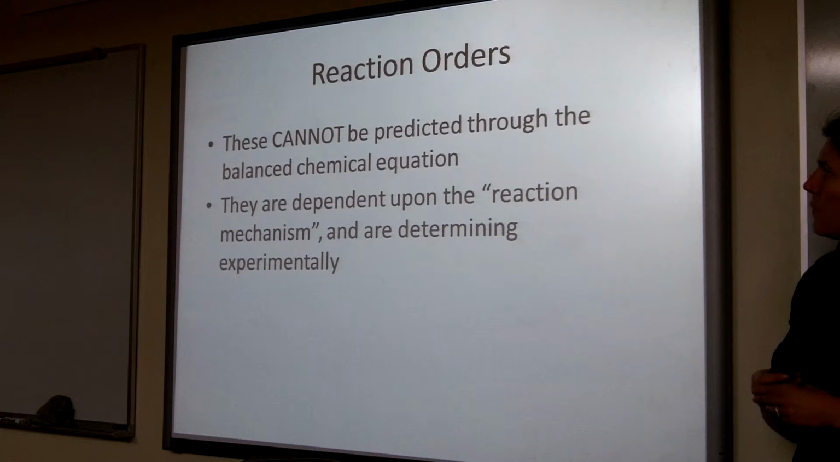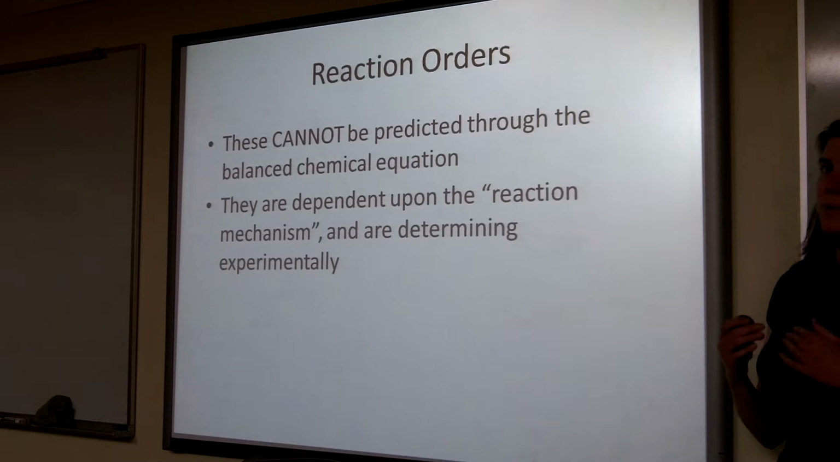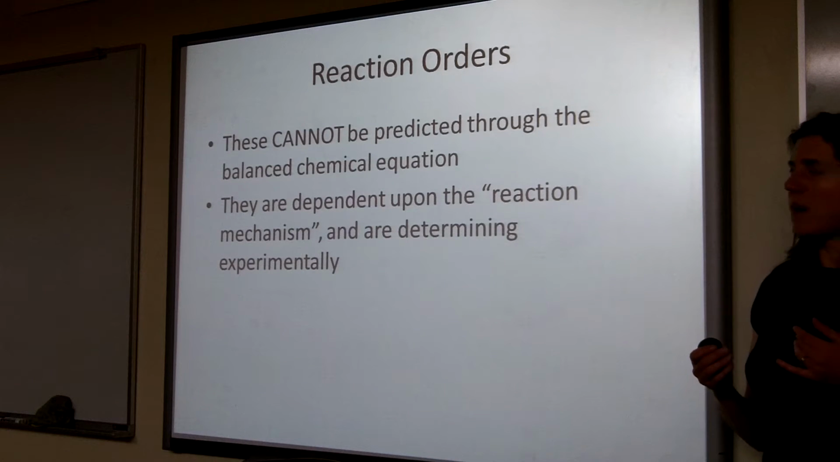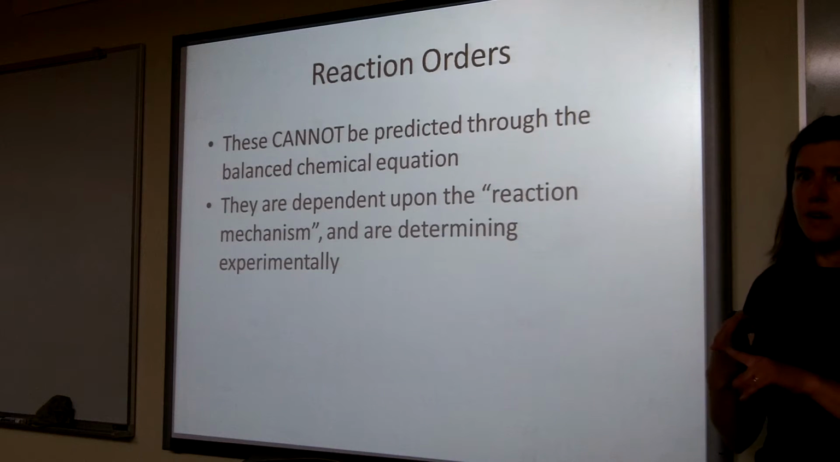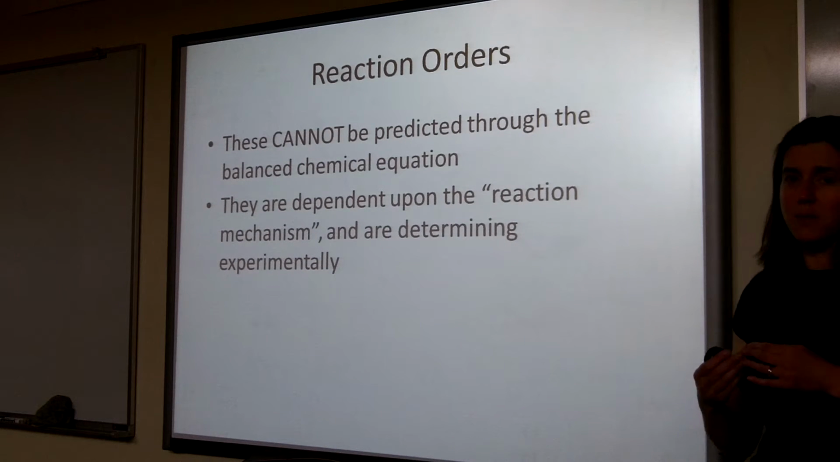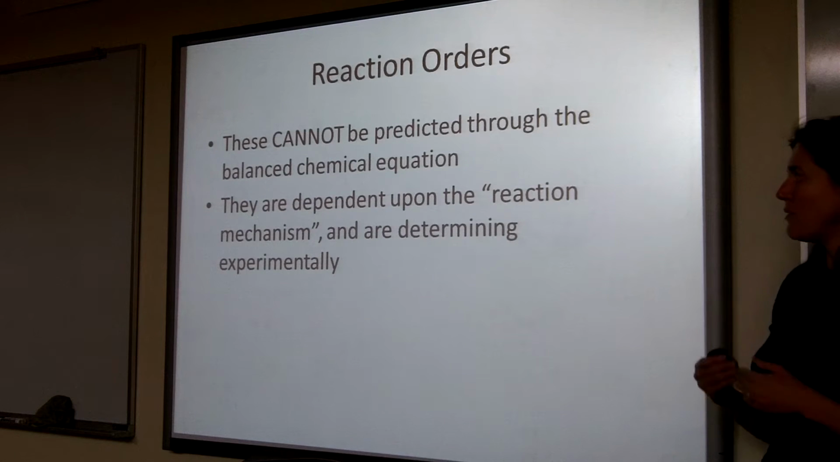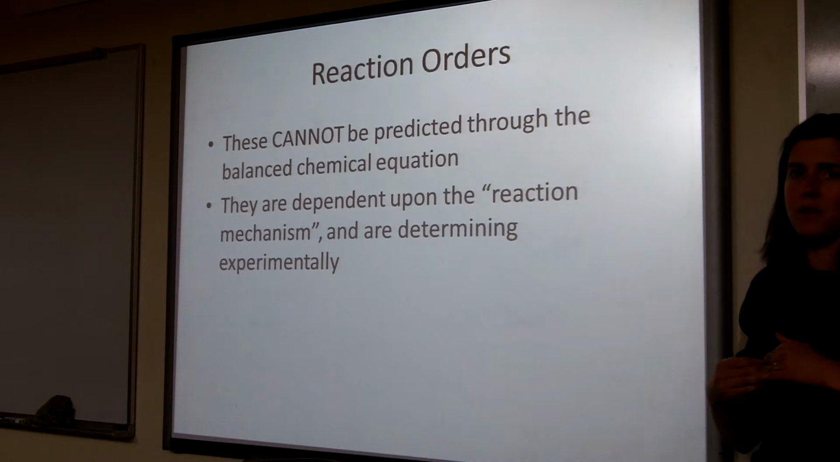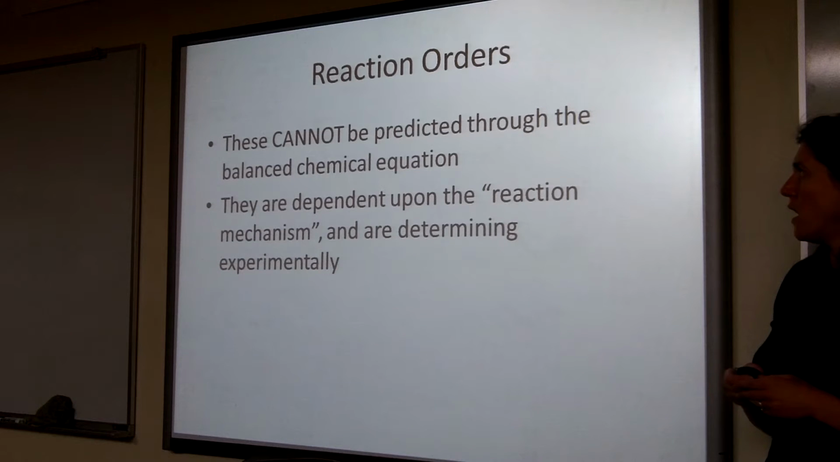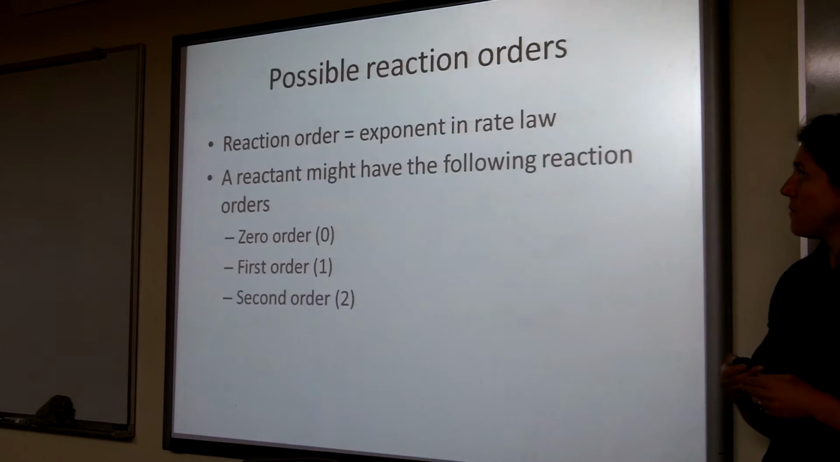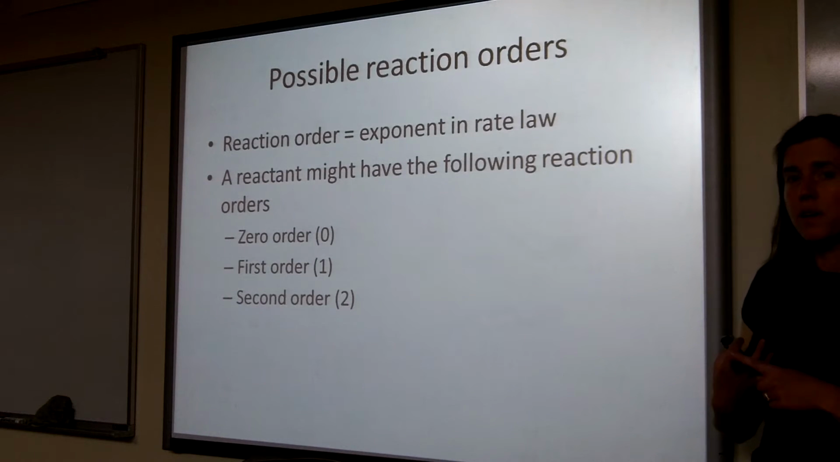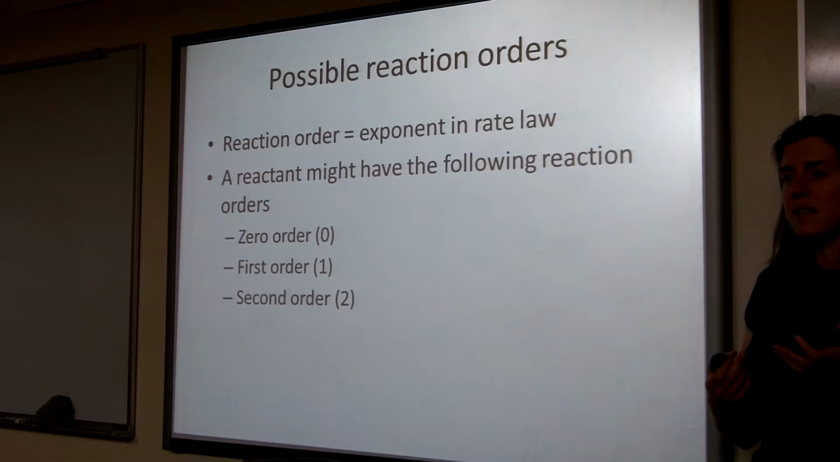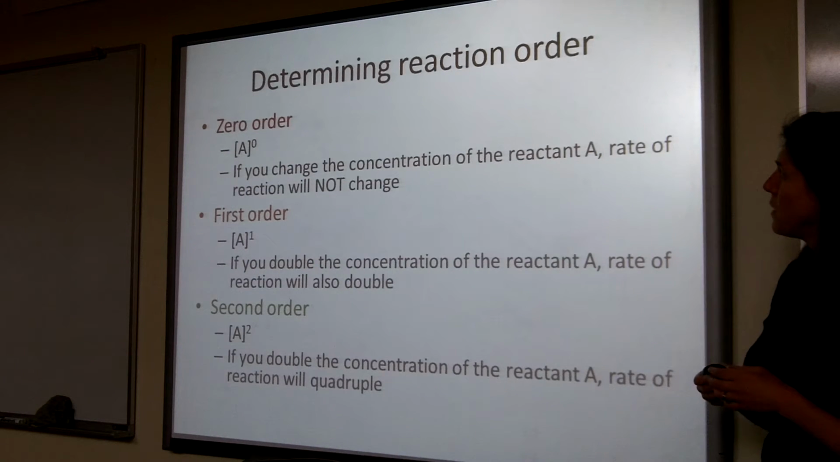And you cannot predict the reaction order just by looking at the overall chemical equation. You have to either have experimental data or know the reaction mechanism, and usually we find the reaction mechanism based on experimental data. So you have to have some data. Just looking at the balanced chemical equation will not tell you what the reaction order is. So possible reaction orders for a reactant: it could be 0 order, 1st order, or 2nd order. You will never see a single reactant having 3rd order or above.